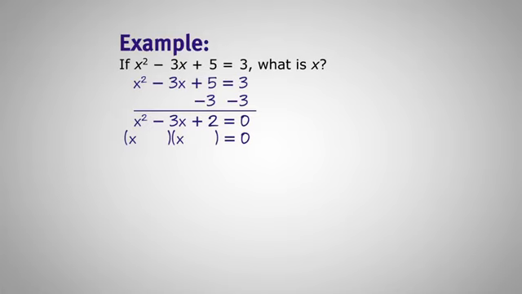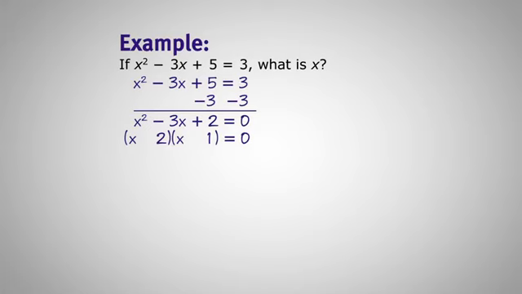Now we're going to move on to the last term. Our last term is 2. So ask yourself, what factors of 2, when multiplied together, equal 2? We only have one set of factors to choose from, so those are going to be the second terms in both of your binomials, 2 and 1. Now, in order to determine the sign of your binomials, we need to take into account both the last term and the middle term. The last term is a positive 2, which means that both of the signs need to be the same, either both positive or both negative.